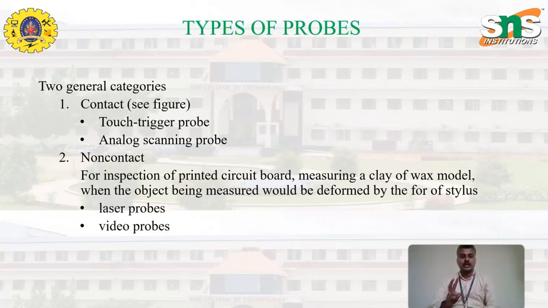We generally have two categories of probe. One is the contact probe and another one is the non-contact probe, where the contact probe will touch the component or the product and measure the object. That is the contact probe type, which you can see in many mechanical industries. These probes have been used from the olden days, and it is very easy to measure the object. We have two types in contact: one is the touch trigger probe and another one is the analog scanning probe.